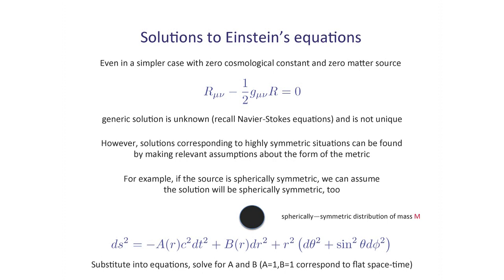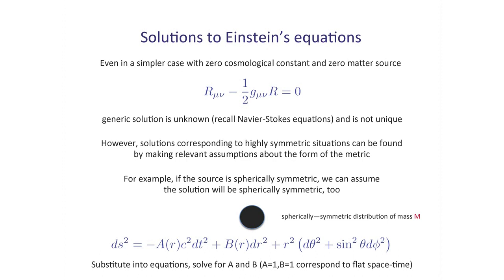However, solutions corresponding to highly symmetric situations can be found by making relevant assumptions about the form of the metric. For example, if the source is spherically symmetric, we can assume that the solution will be spherically symmetric as well. If the source on the right-hand side is spherically symmetric, such as a uniform distribution of mass m, we can make an assumption about the line element. We can think that it will be spherically symmetric, and it means that the entries A and B here will depend only on the radial distance from the center, but they will not depend on the angle because there is a spherical symmetry. Okay? This is a plausible assumption.